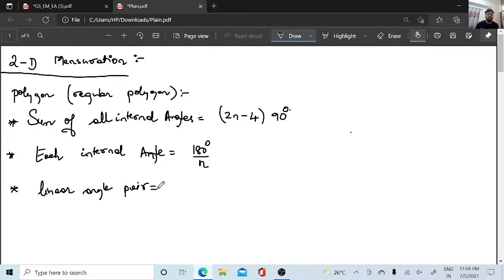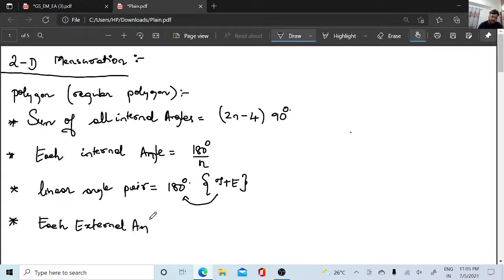What is a linear angle pair? A linear angle pair is 180 degrees. It is nothing but internal angle plus external angle, which will always give 180 degrees. So what is the formula for finding each external angle? Each external angle is given by the formula 360 degrees divided by n.